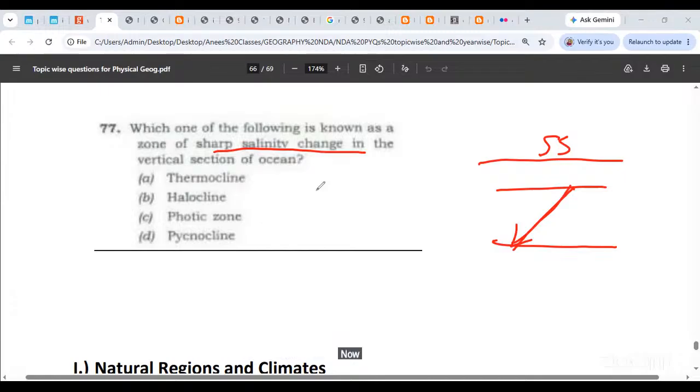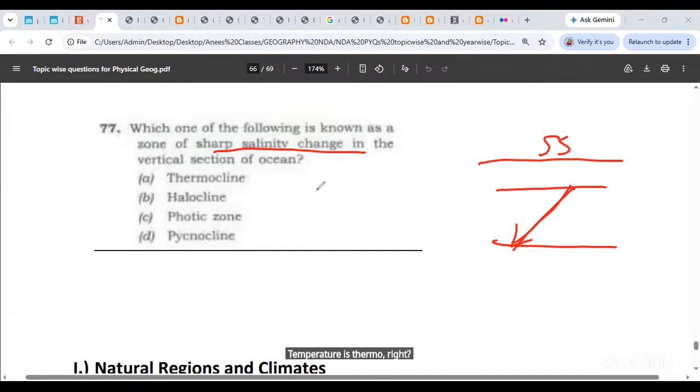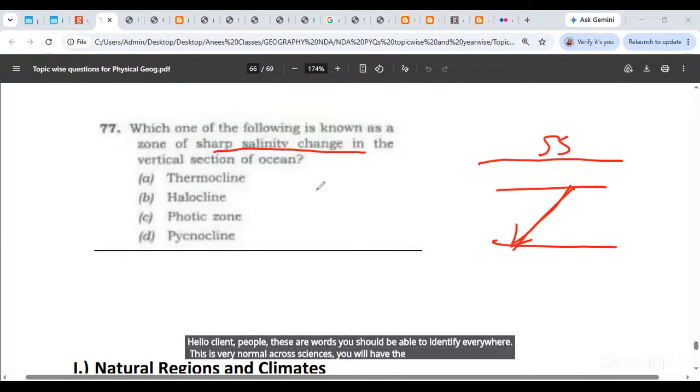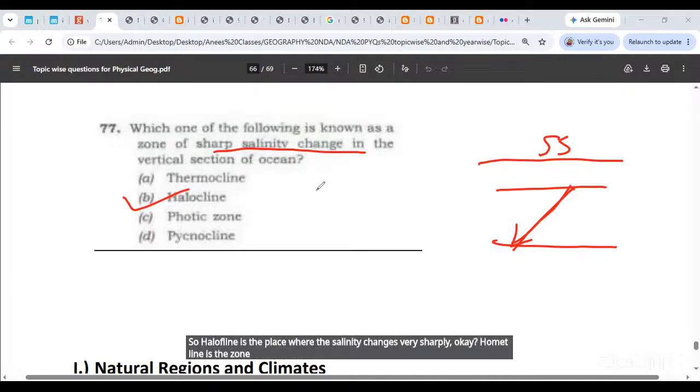Now, if you are calling that a thermocline, what will you call the zone in which the temperature changes very rapidly? Temperature is thermo, right? What is salinity? What are salts usually referred to as? Halides, halo, halocline. These are words you should be able to identify everywhere. Across sciences, you will have the same word everywhere. So if science refers to salts as halo or halides, then even geography is going to refer to them that way. So halocline is the place where the salinity changes very sharply. Thermocline is the zone in which the temperature changes very sharply. Remember, the temperature drops very quickly in a thermocline, right?